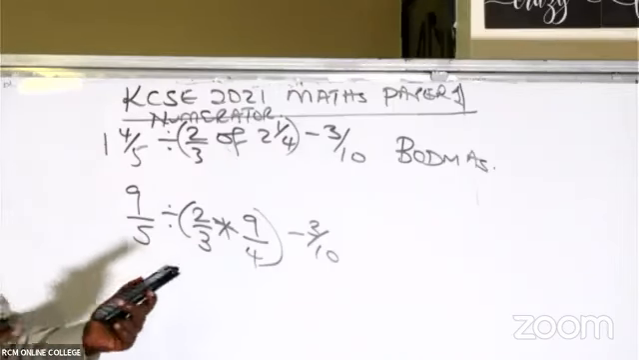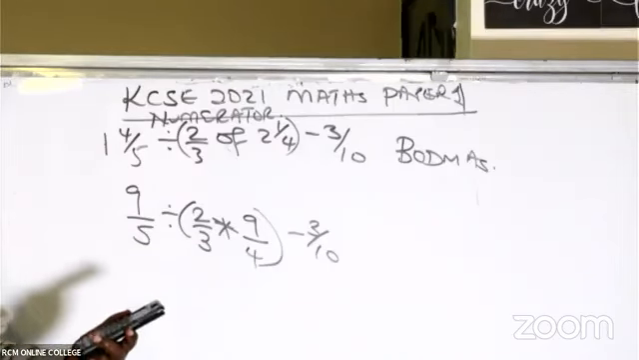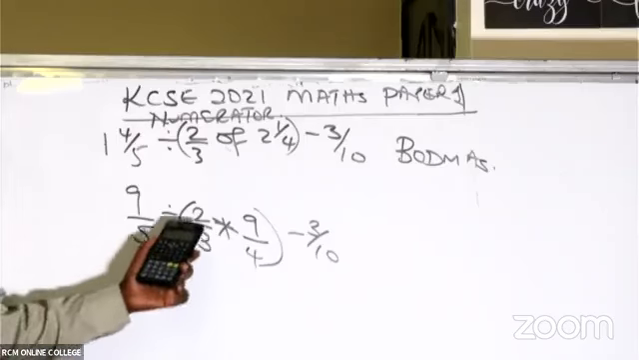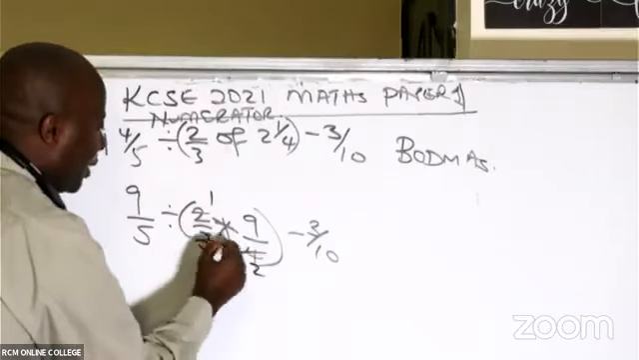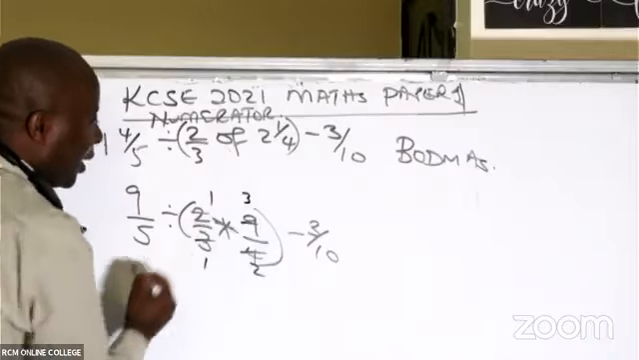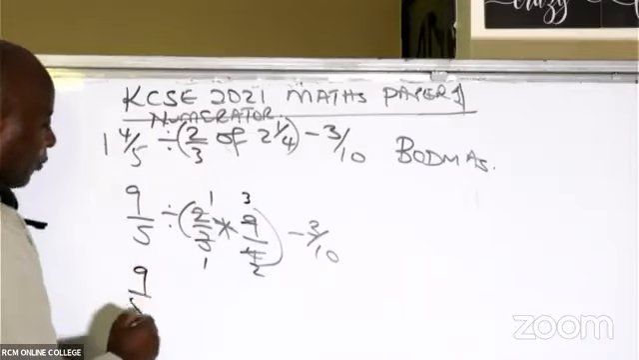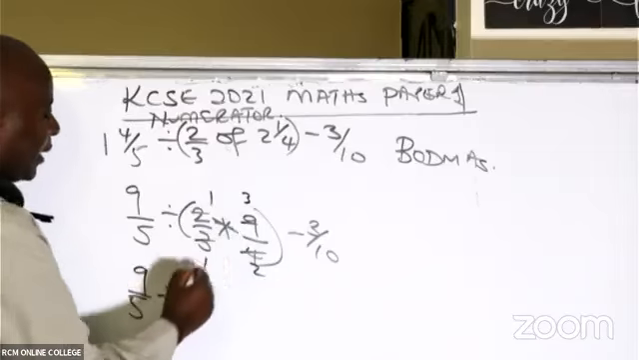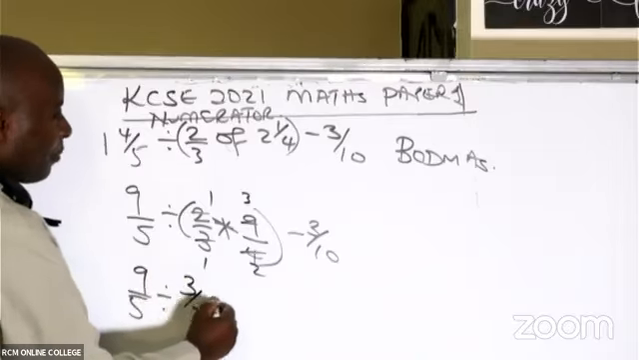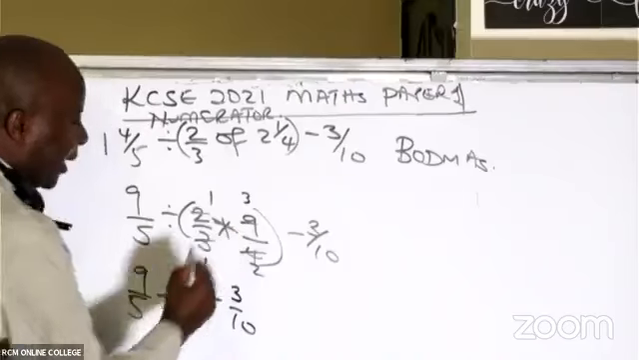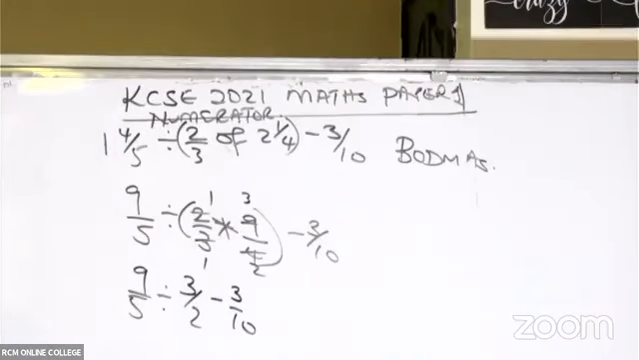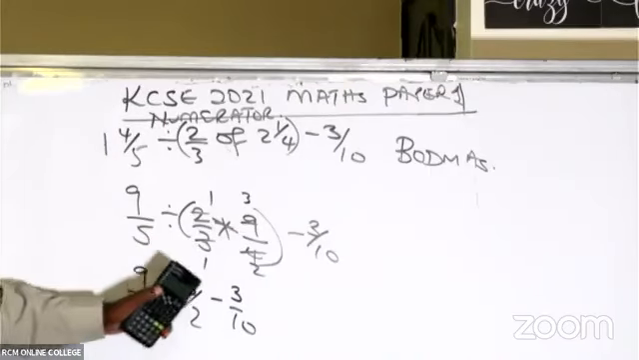So this one is giving me what here? It's giving me 3 over what here? Just try it. Or if you wish, you can still cancel. So this is 1, this is 2. This is 1, this is 3. So then this will give me 9/5 divided by 3/2, minus what here? 3/10. So I hope this is correct.